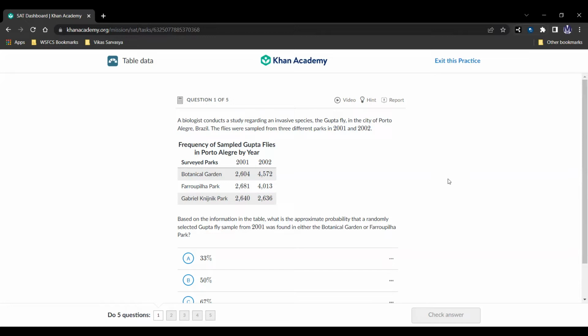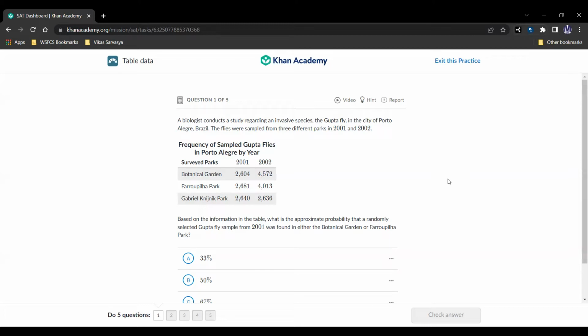Here it is. A biologist conducts a study regarding an invasive species, the Gupta fly, in the city of Porto Alegre, Brazil. The flies were sampled from 3 different parks in 2001 and 2002. Here we have the frequency of sampled Gupta flies in Porto Alegre by year. So we have surveyed parks, Botanical Garden, Ferrao Pilha Park, and Gabriel Nijnik Park from 2001-2002. And we have our information there, but I'm not going to read out all of that, but let's see what we need.